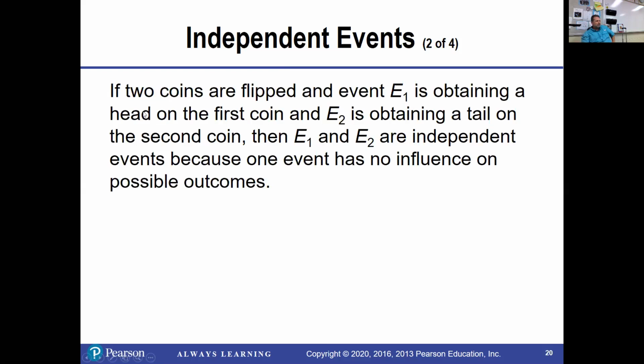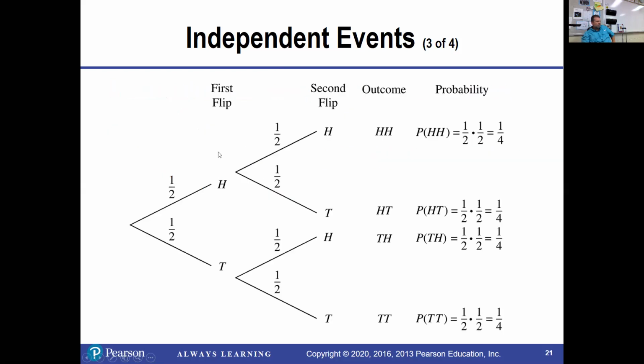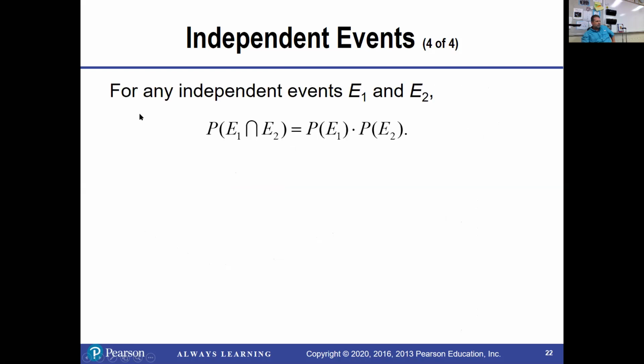Okay, if 2 coins are flipped and event 1 is obtaining a head on the first coin, and event 2 is obtaining a tail on the second coin, then event 1 and event 2 are independent, because it's always going to be 1 out of 2. Okay, so in this independent case, you're going to have a 1/2 to get a heads, and then it's still 1/2 on the second coin flip. So when you multiply them out, you're going to have 1/4 all the way through. So it's going to be equal all the way through.